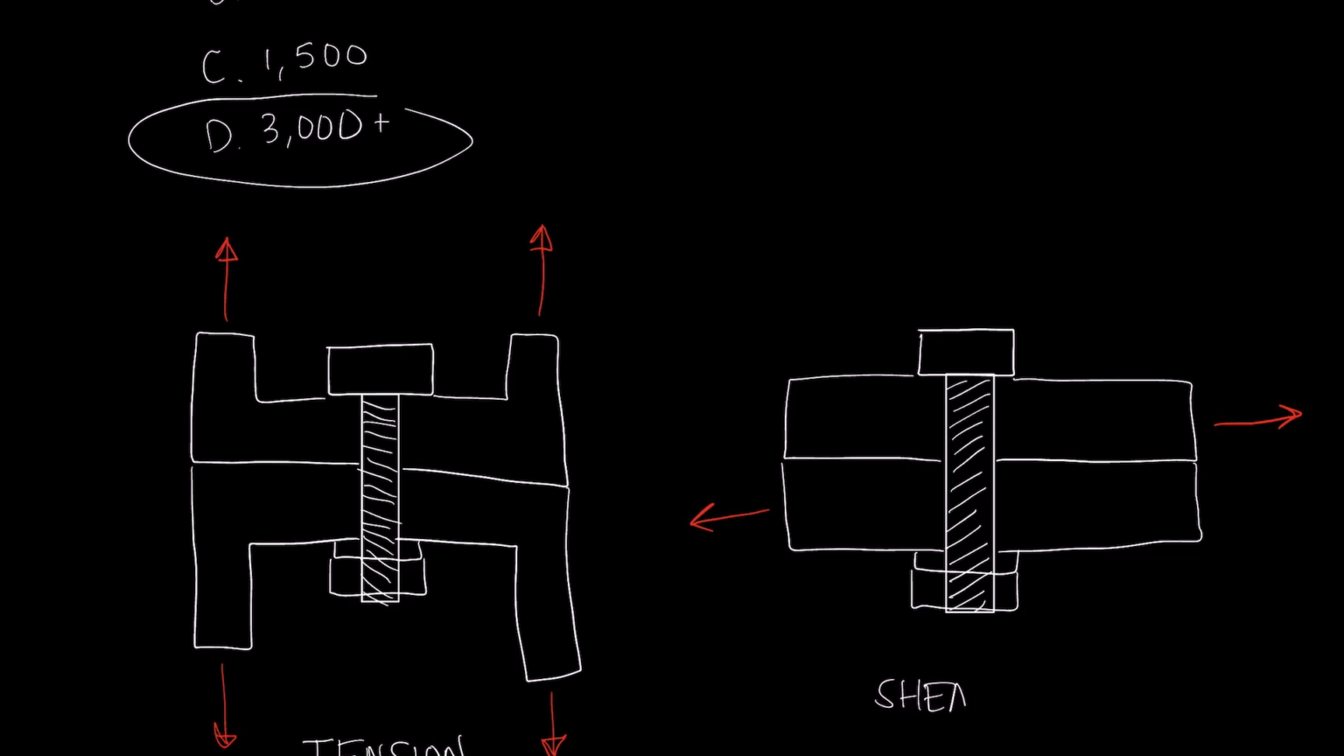So in a tension joint, the members are being pulled apart, loads are parallel to the fastener, and in a shear joint the loads are perpendicular to the fastener's axis, and they're trying to slip those joint members past each other. And you can have a combination of these two types of loadings in any given application, but these are the two strict classifications: tension versus shear.